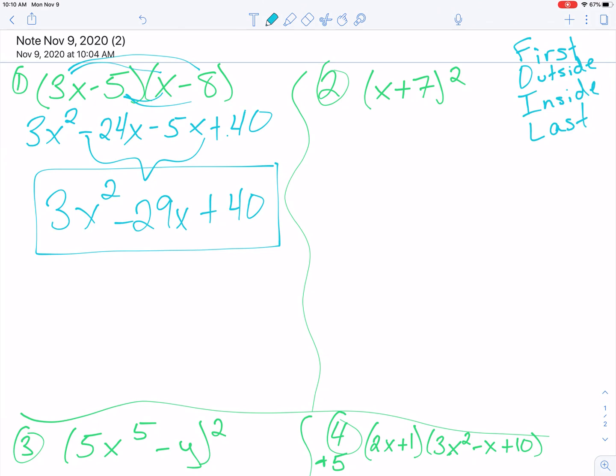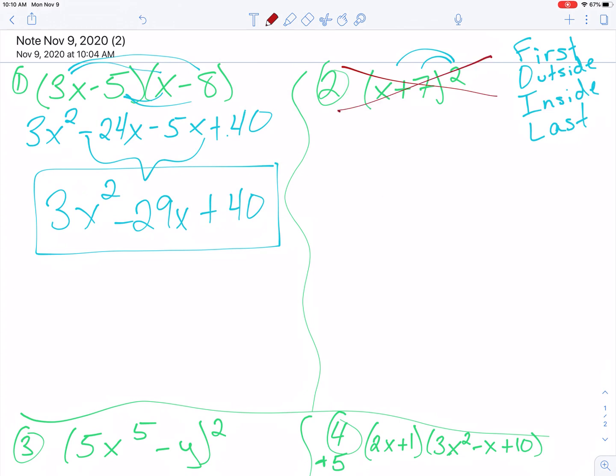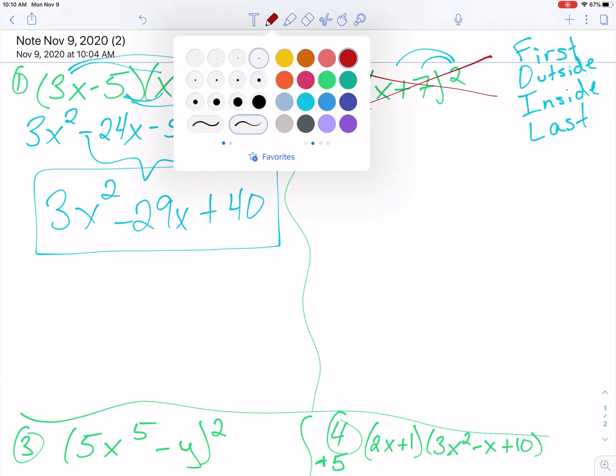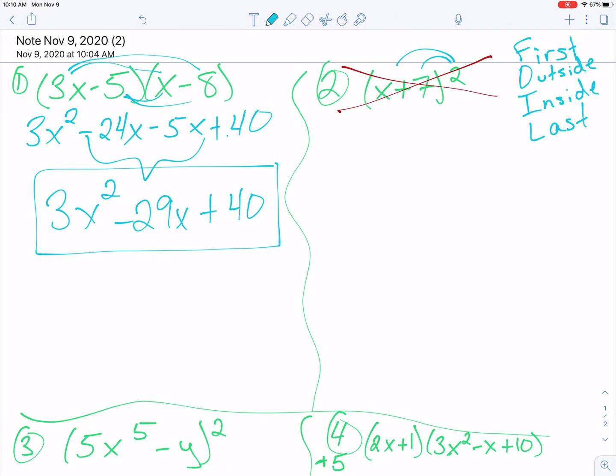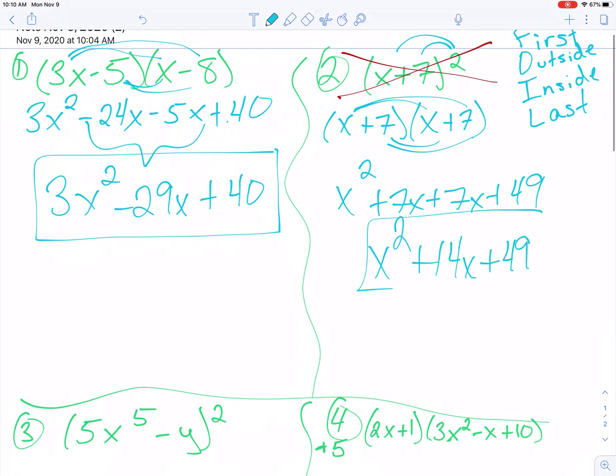What's weird about number 2 is that it's really tempting to just take this squared and distribute it in. If you do that, that is incorrect. Anytime I have something being squared, remember that's the same thing as saying it's being multiplied times itself, which has led us to another distributive property problem. I guess I'll go ahead and finish it really quick if you really want it. Okay, like so.